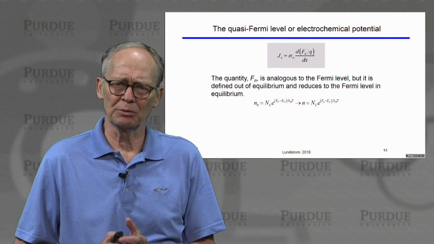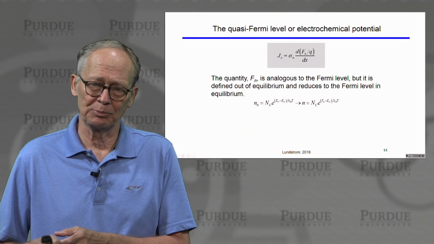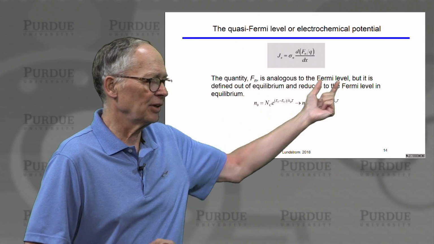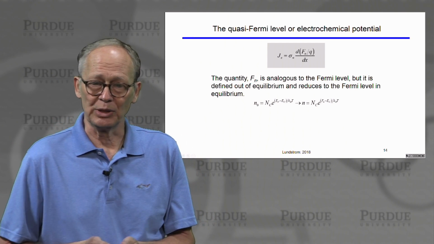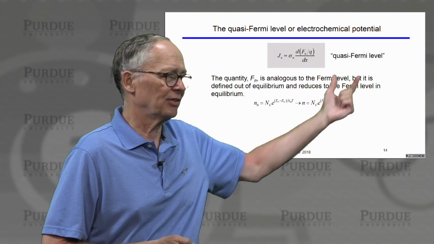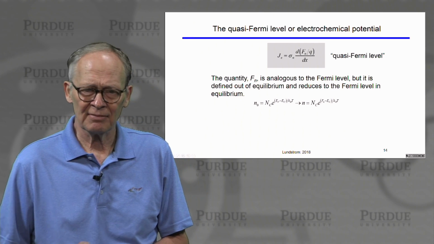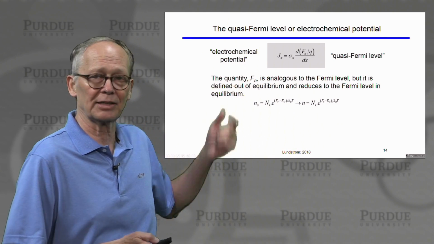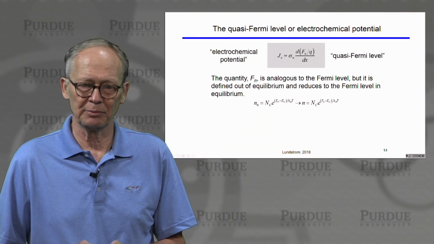Now, just a word or two about this quasi-Fermi level. And we will see more about this as we progress in this unit and in the next one. As I mentioned, it's analogous to the Fermi level, but it is defined out of equilibrium as well. It reduces to the Fermi level in equilibrium. This term quasi-Fermi level was introduced by William Shockley, one of the inventors of the first transistor. People in other fields, chemists and material scientists, might know this quantity as the electrochemical potential. So it is a well-defined potential that we will frequently make use of.